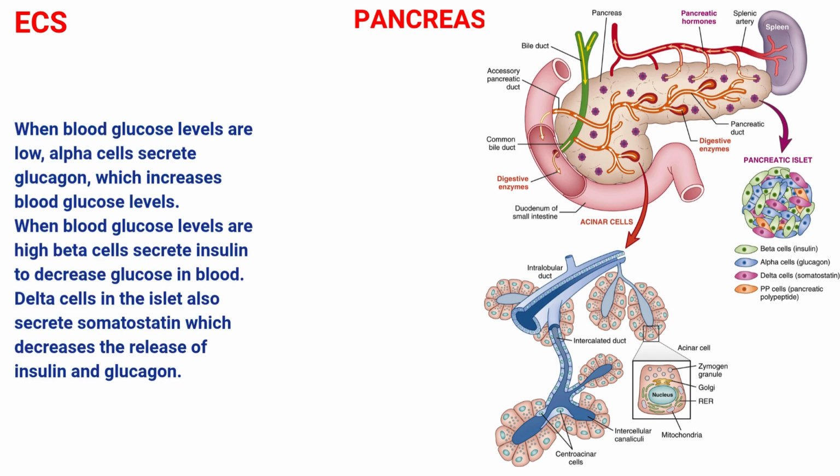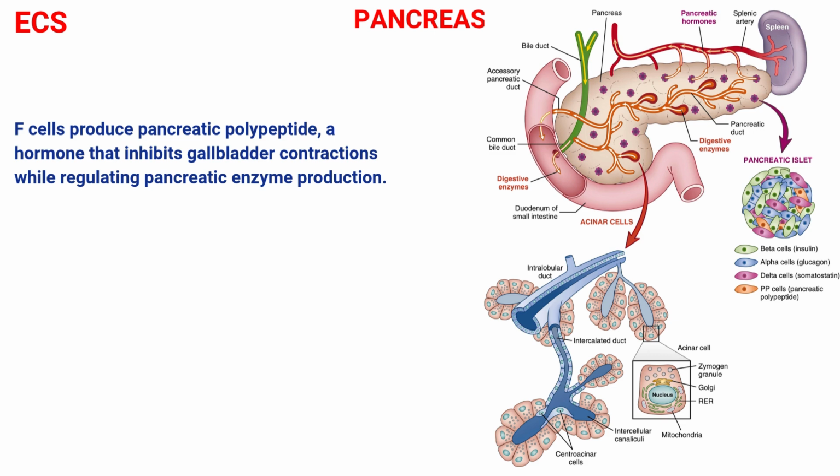In short, when blood glucose levels are low, alpha cells secrete glucagon, which increases blood glucose level. When blood glucose levels are high, beta cells secrete insulin to decrease glucose in the blood. Delta cells in the islets also secrete somatostatin, which decreases the release of both insulin and glucagon. F cells produce pancreatic polypeptide, a hormone that inhibits gallbladder contractions while regulating pancreatic enzyme production. These F cells are also cells in the pancreatic islets of the pancreas.